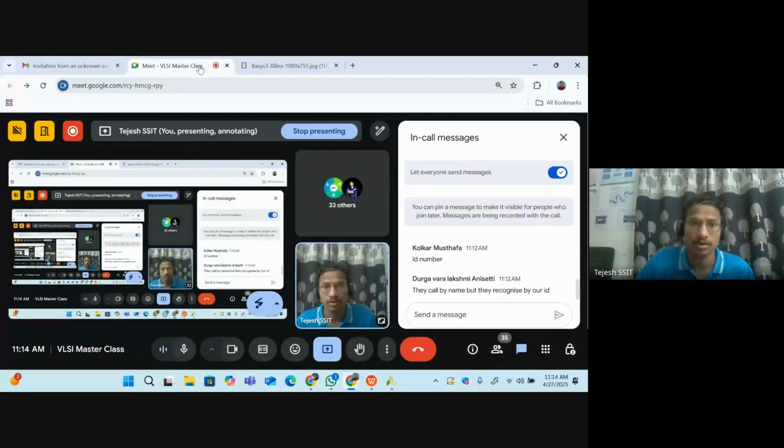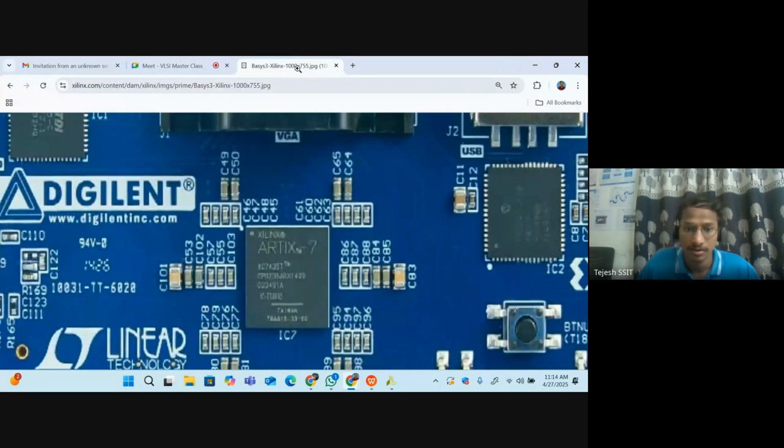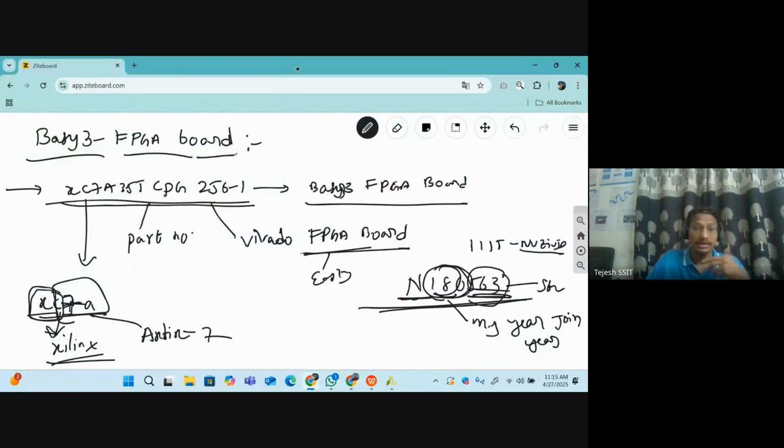So see this one, Artix 7, Xilinx Artix 7. It internally consists of an FPGA. So that means XC7A, that's the meaning of this one. They can easily recognize it by the number. This 35 CPG is related to the family.